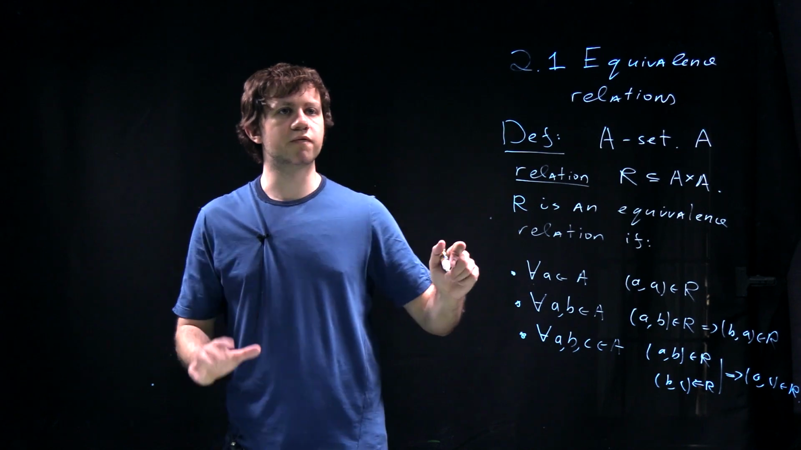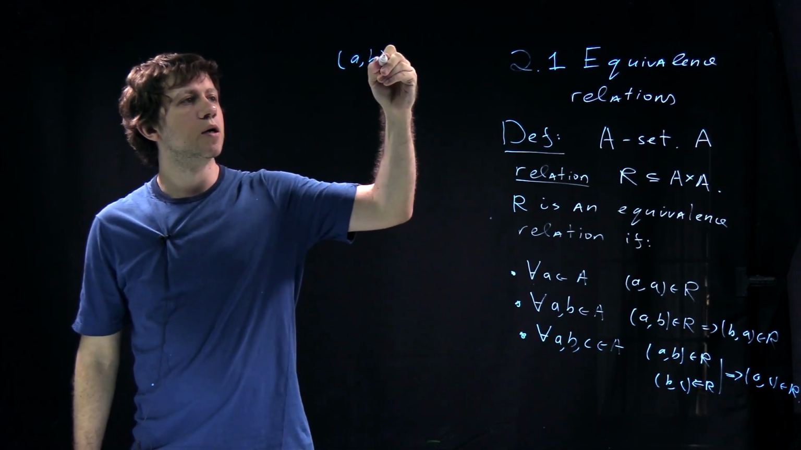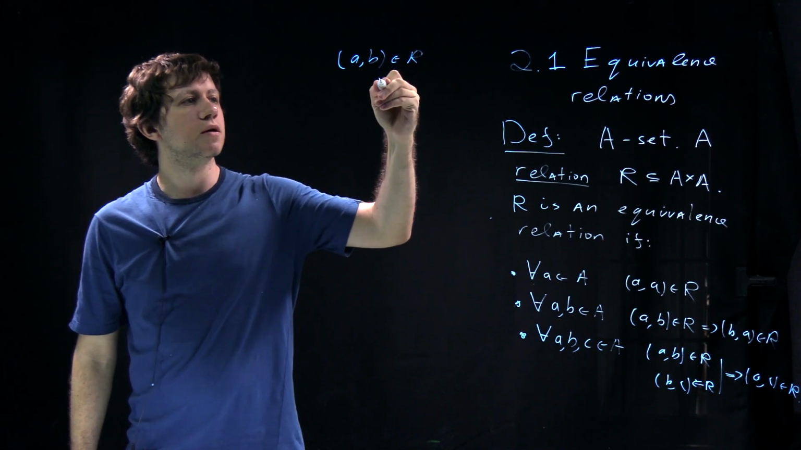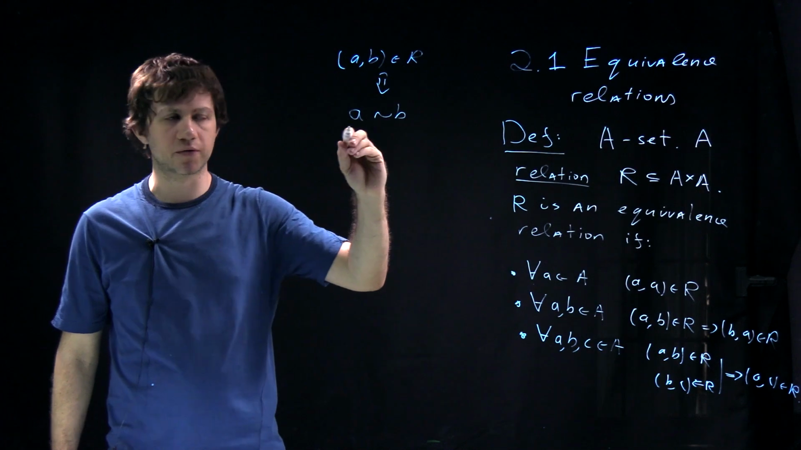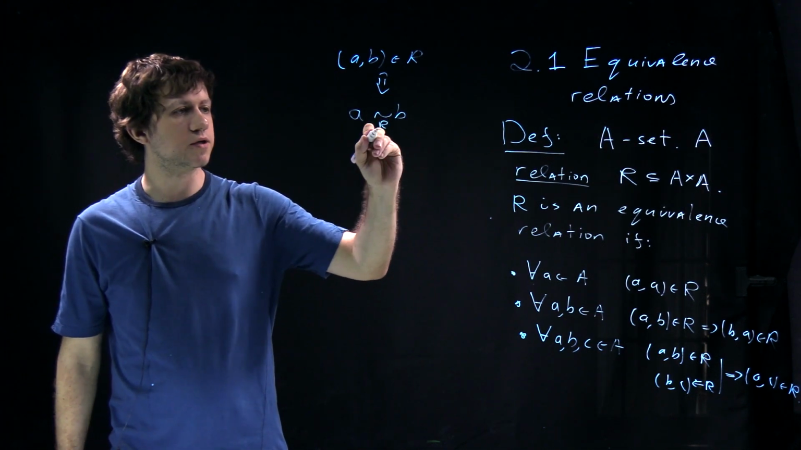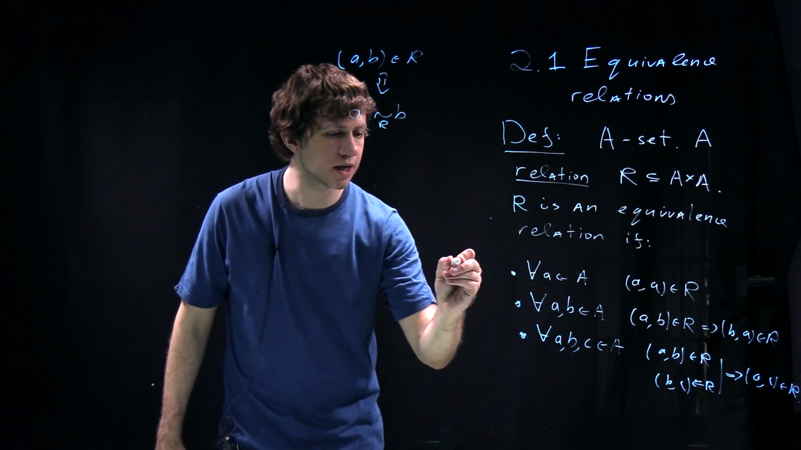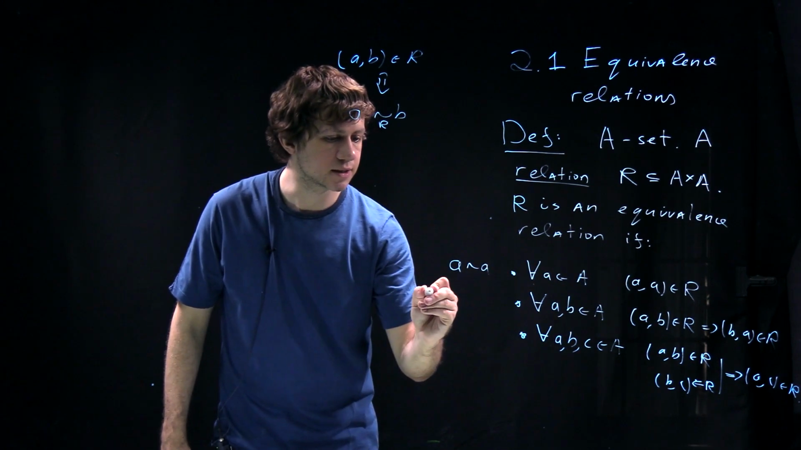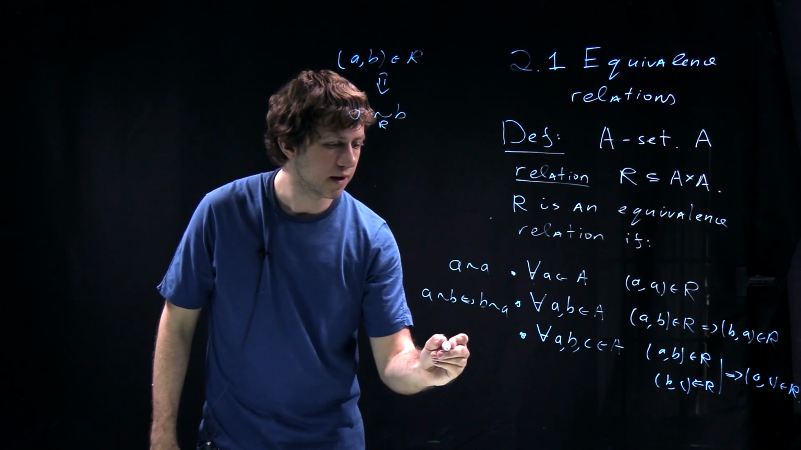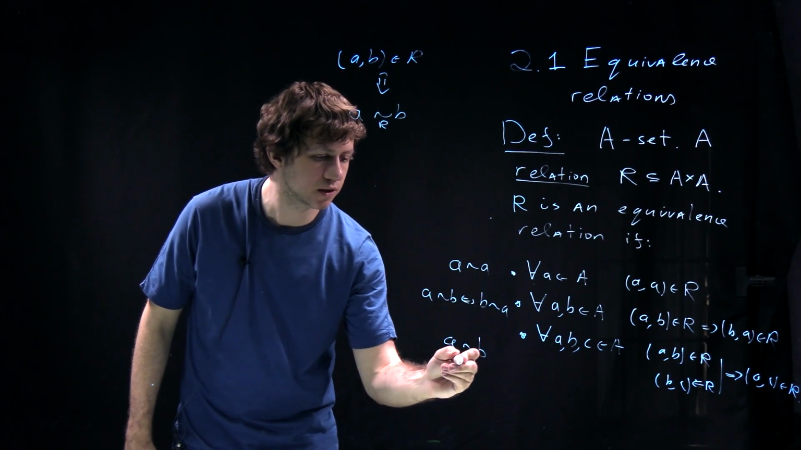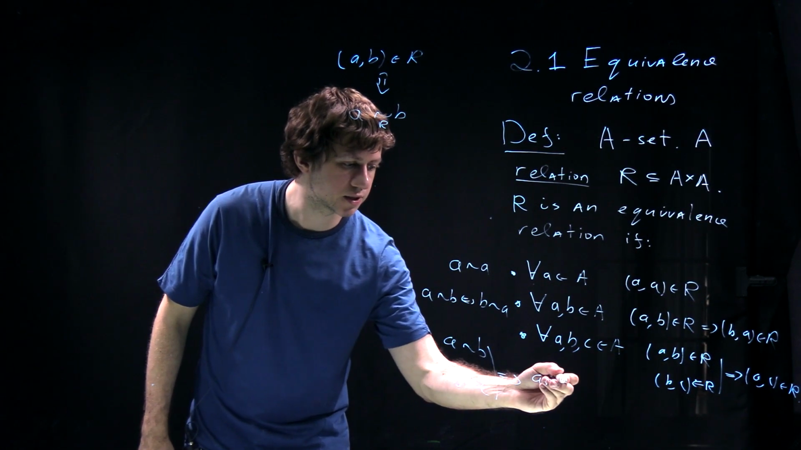So let me kind of explain. Usually the notation for (a, b) being in R is that a is equivalent to b. Depending on the context, there will be a different sign here, and you can put R inside. So the first one is a is equivalent to a. The symmetry is a is equivalent to b if and only if b is equivalent to a. And the last one, if a is equivalent to b and b is equivalent to c, then a is equivalent to c.